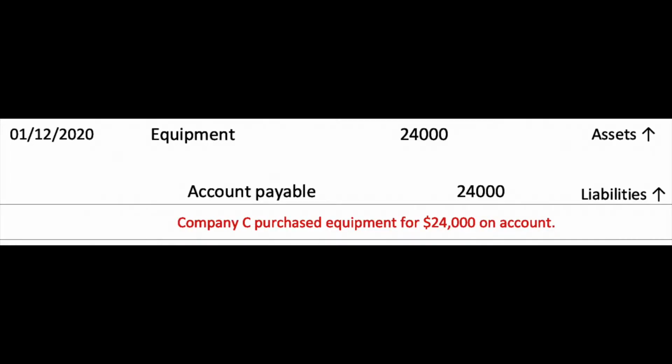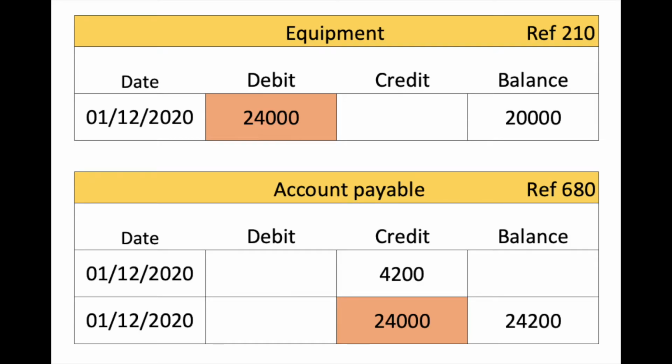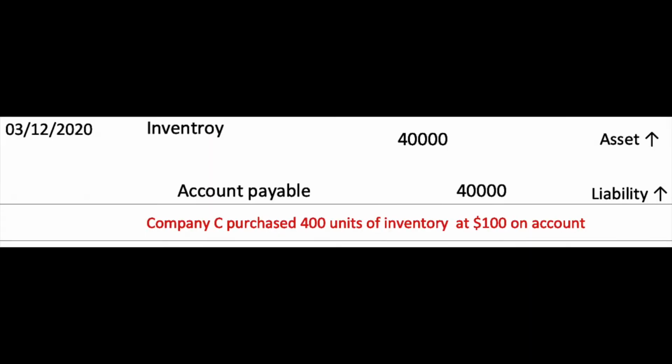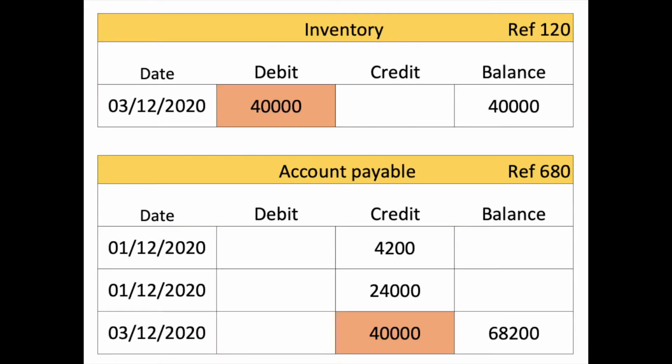The third transaction affects two ledger accounts, equipment and account payable. Company posted $24,000 in account number 210 and $24,000 in account number 680. The fourth transaction affects two ledger accounts, inventory and account payable. Company posted $40,000 in account number 120 and $40,000 in account number 680.